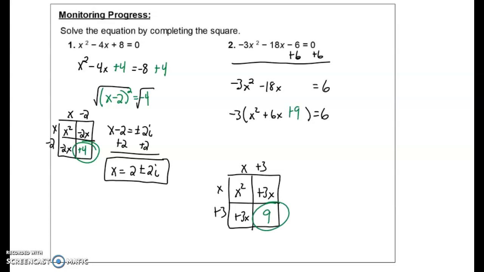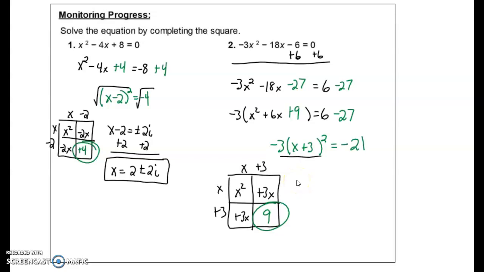Now what we're actually adding out there is not just a 9, okay? We have -3 times 9, that's -27. So it's really a -27 to complete the square, so that's why we have to put that on the outside. So that's -3, and then we have x plus 3 in parentheses squared, and then 6 minus 27 is -21.